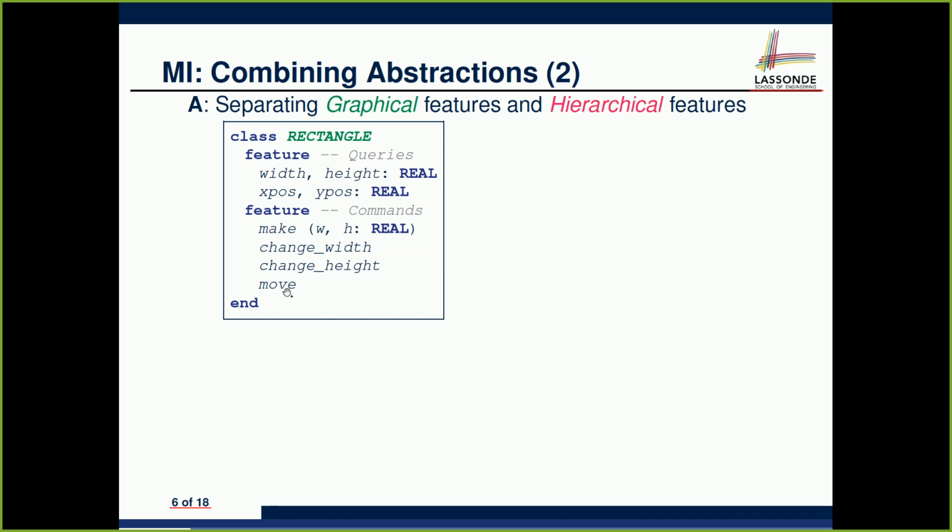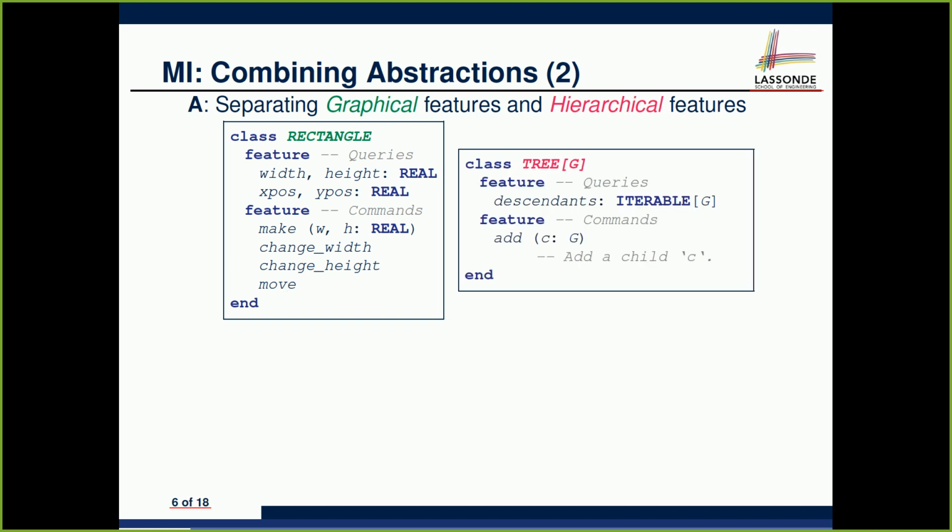So this is one category of features that are coherent. We've got another category of features that is also coherent, but independent from the rectangle. They are orthogonal, they are different. Now let's say we have another class called tree, and we make it generic, which means what you store inside the window can be different. It can be a string, it can be anything. And we just say descendants here, a single query. You can also make ancestors a query. And then we say iterable, remember we talked about iterable.